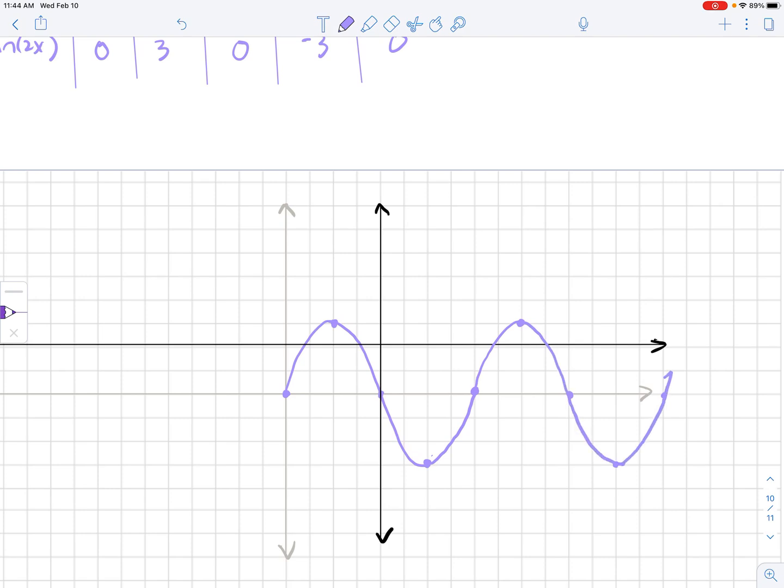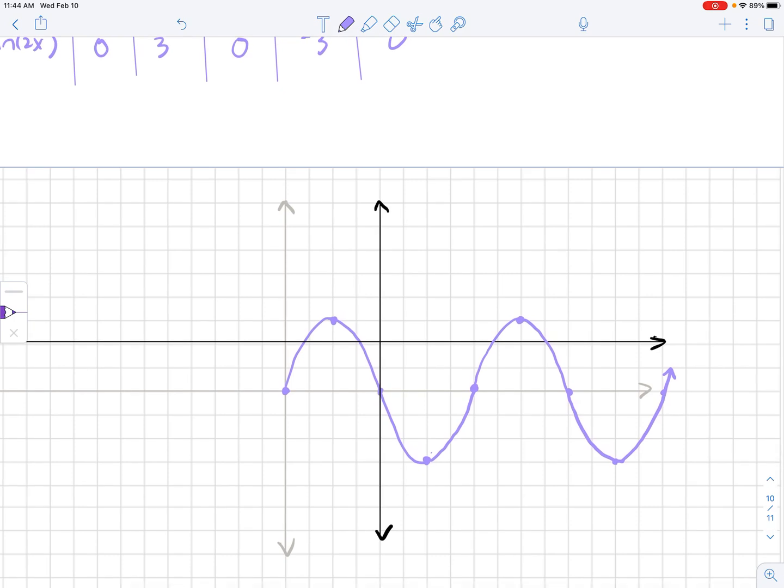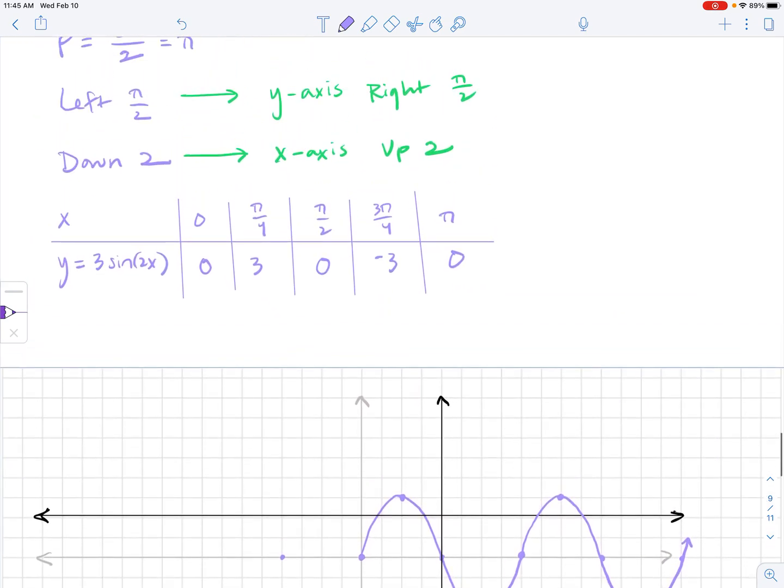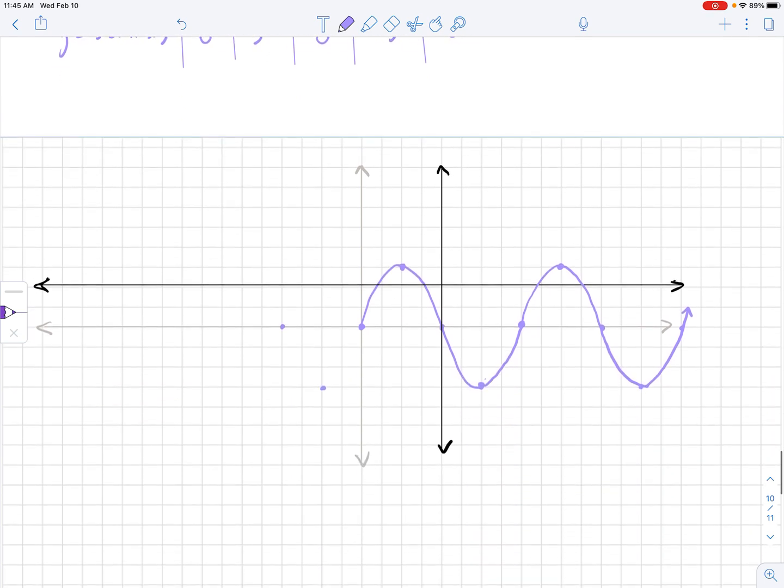And remember, you always have the option of thinking about the points from the table and performing the shifts for each point as you go. So you could have performed the actual horizontal and vertical shift, gone left pi over 2 units, down 2 for each point in the period, and that would have worked just fine. Okay, and then do not forget to label your x and your y axis.